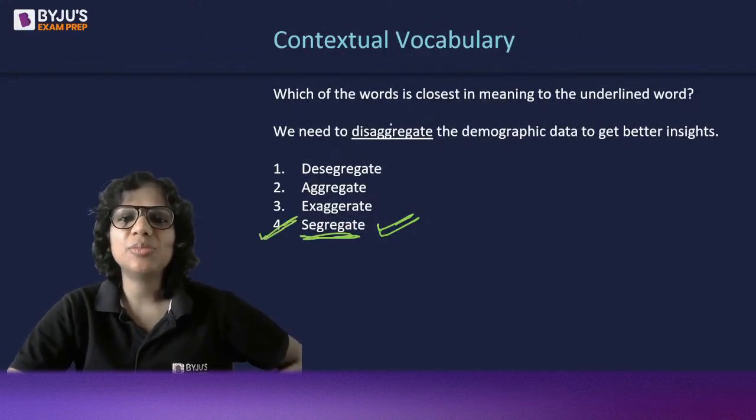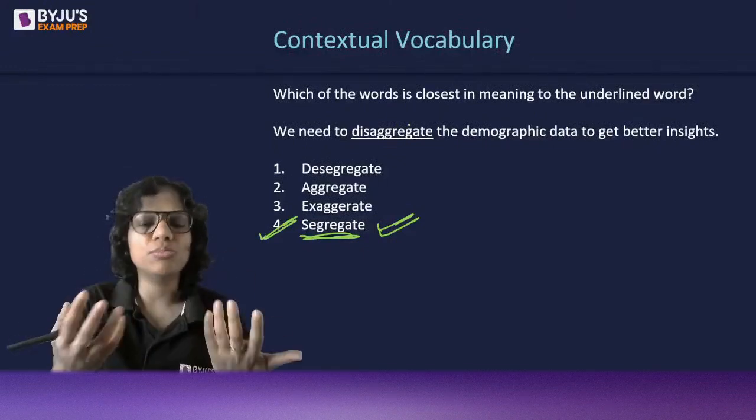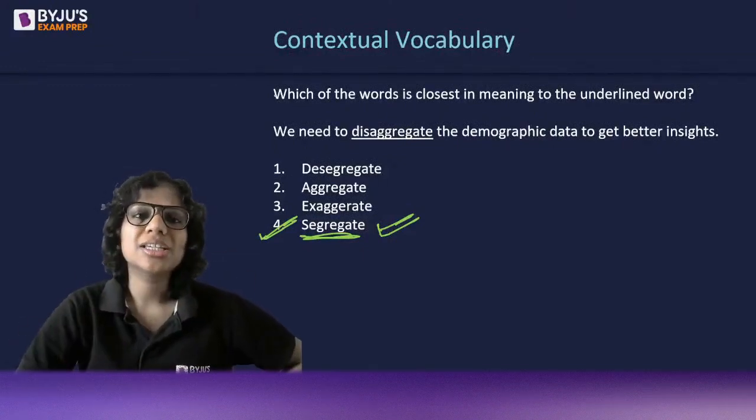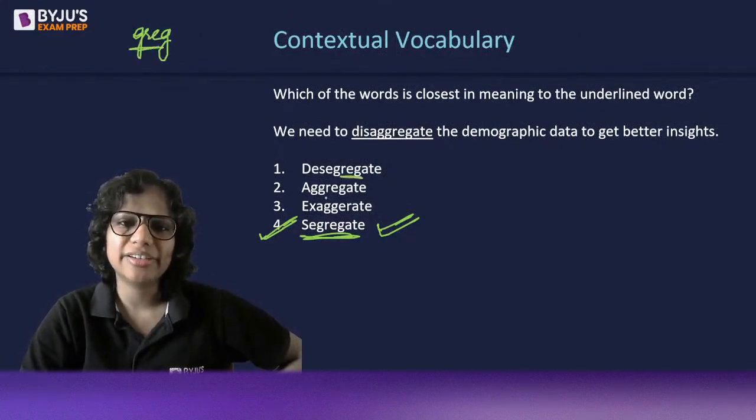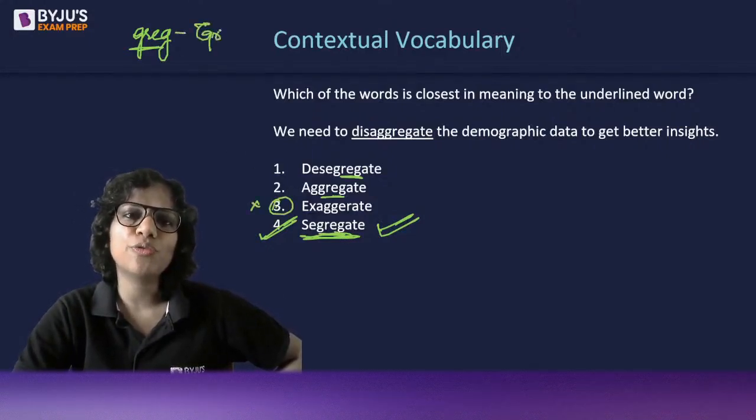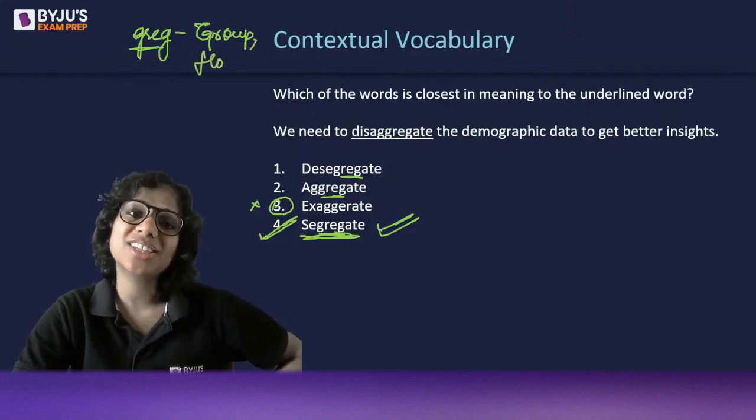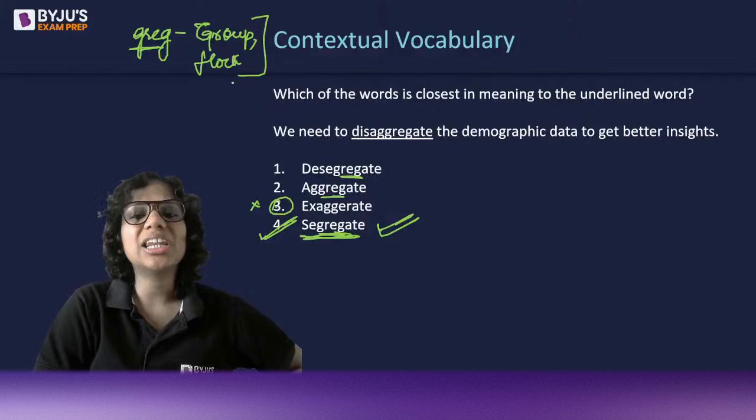See, disaggregate means to separate something that is right now in a collective form, right now in a grouped form. Gregis means group. So you can see this Greg here, Greg, that is present in these, not in this, but in all the others. This means group or a flock. Again, you must have seen this in Word Power Made Easy, those who've done it. So disaggregate means to separate it from the group.